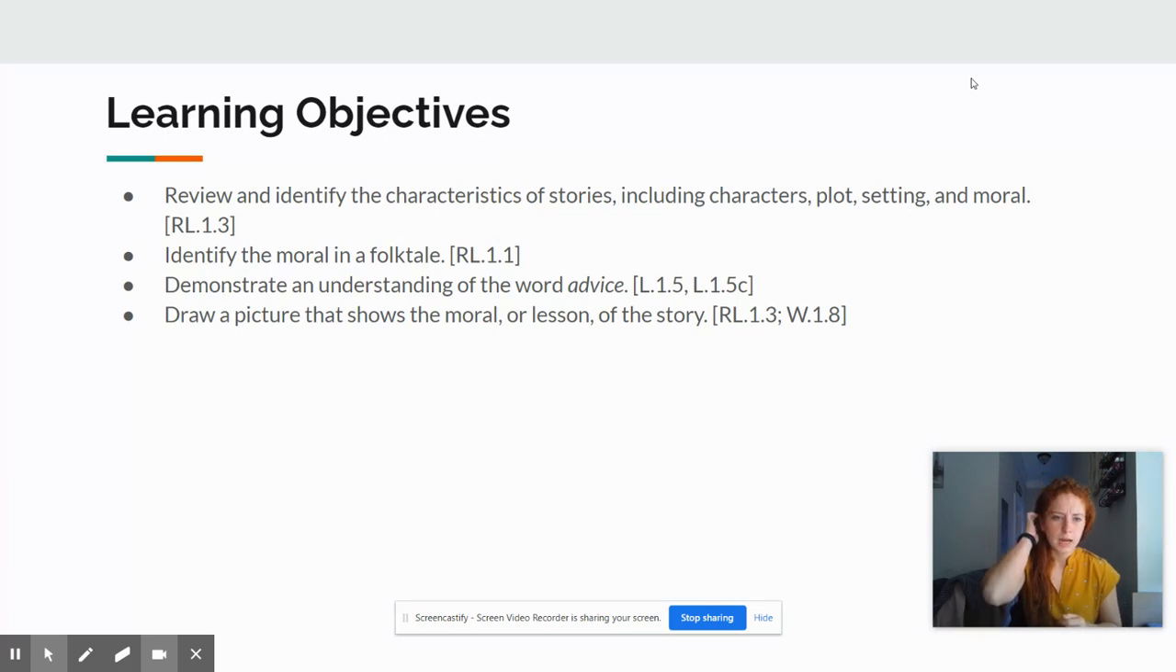All right. Today we are going to review and identify the characteristics of stories, including characters, plot, setting, and moral. We're going to identify the moral in a folktale. We're going to demonstrate an understanding of the word advice. And we're going to draw a picture that shows the moral or lesson of the story. Those are all things that you guys have done before so far with me, right?